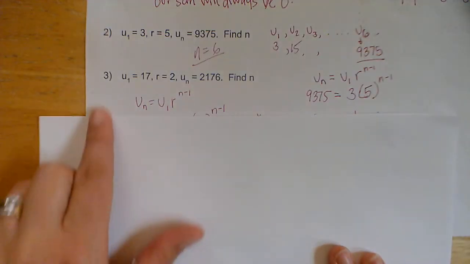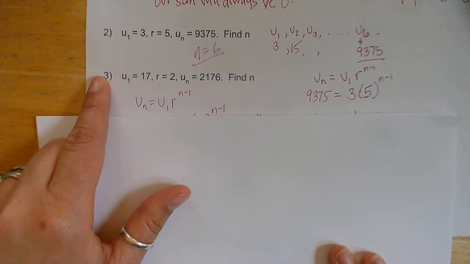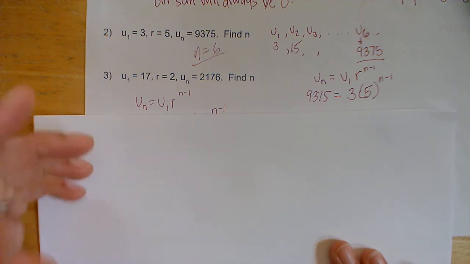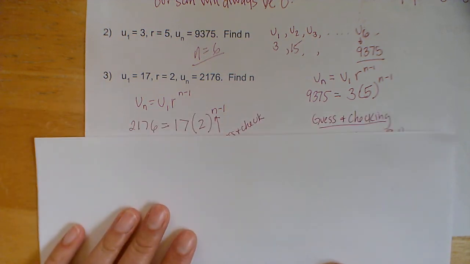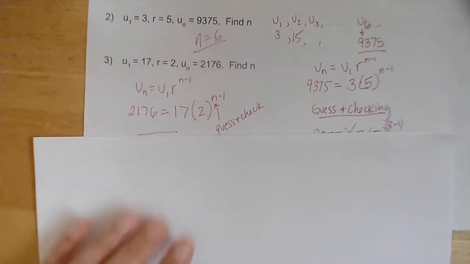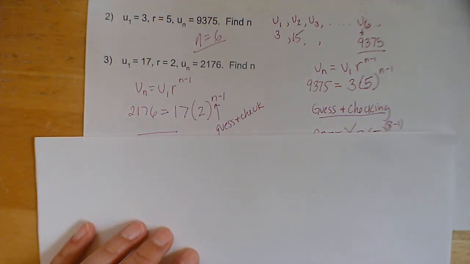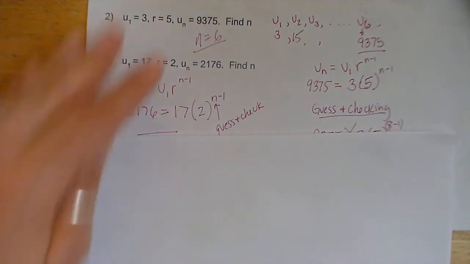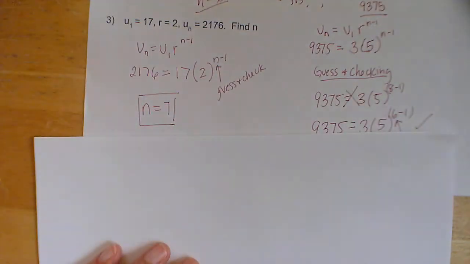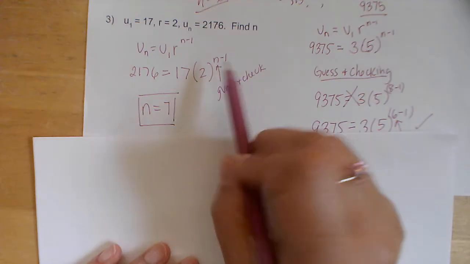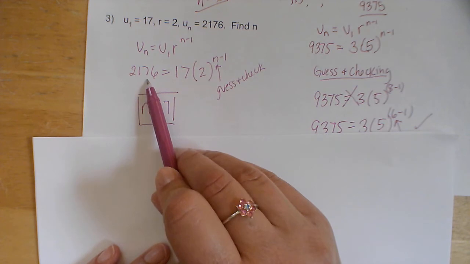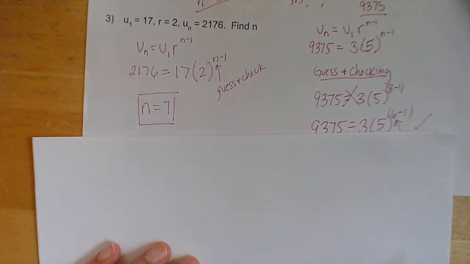All right, the last one here, I would like you to pause the video and try it. Guess and check. First, substitute your numbers in, and then guess and check what you think that n is. Welcome back. You should have found that n is 7. So when we substituted 7 in here, we should have received 2,176.